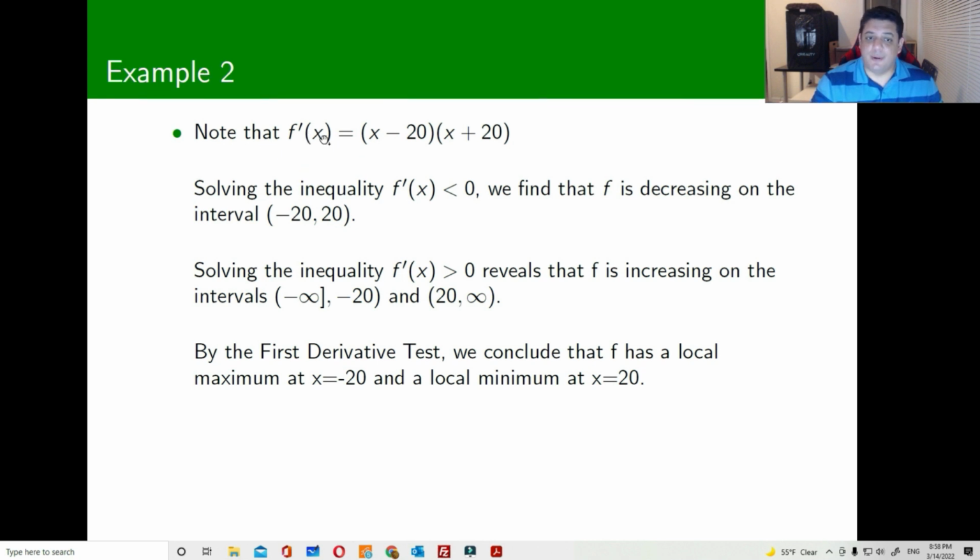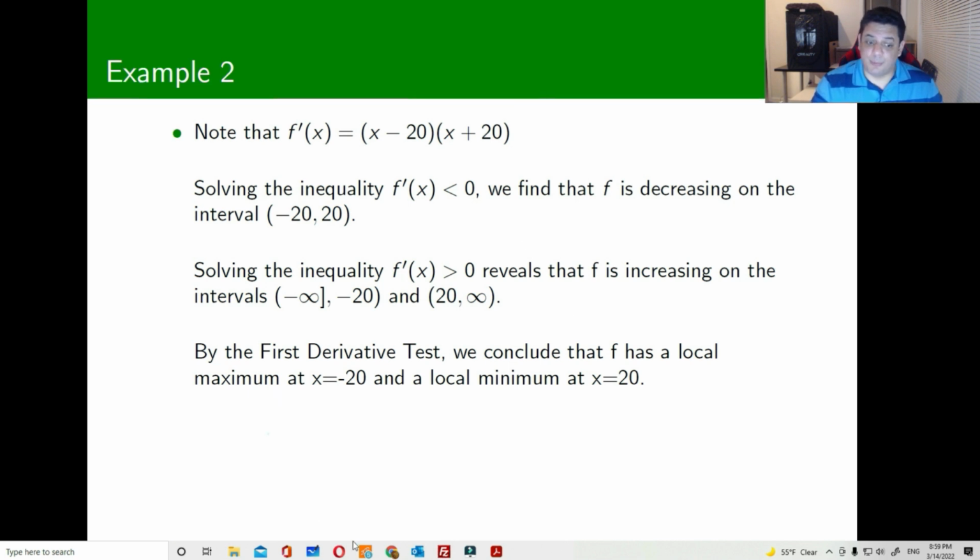Notice that f prime can be factored as x minus 20 times x plus 20. So solving that inequality, we're going to have that f prime of x is less than 0 on the interval minus 20 to 20. And on the other hand, f prime of x is going to be positive on minus infinity to minus 20 and 20 to infinity.